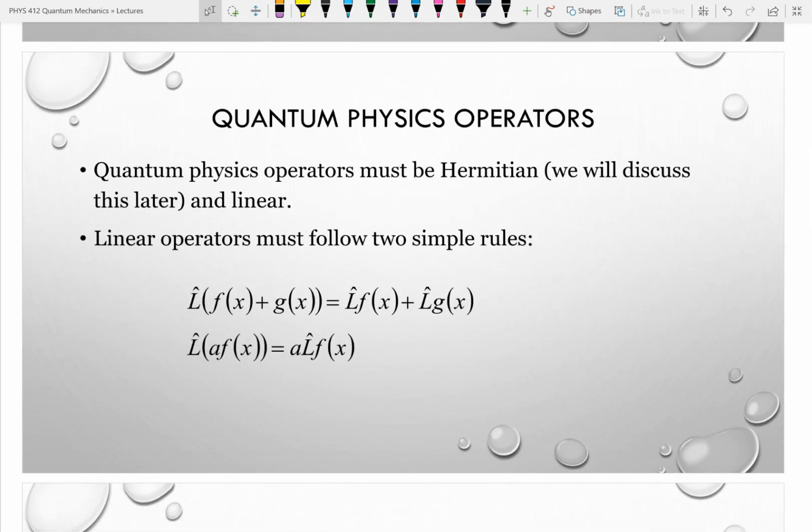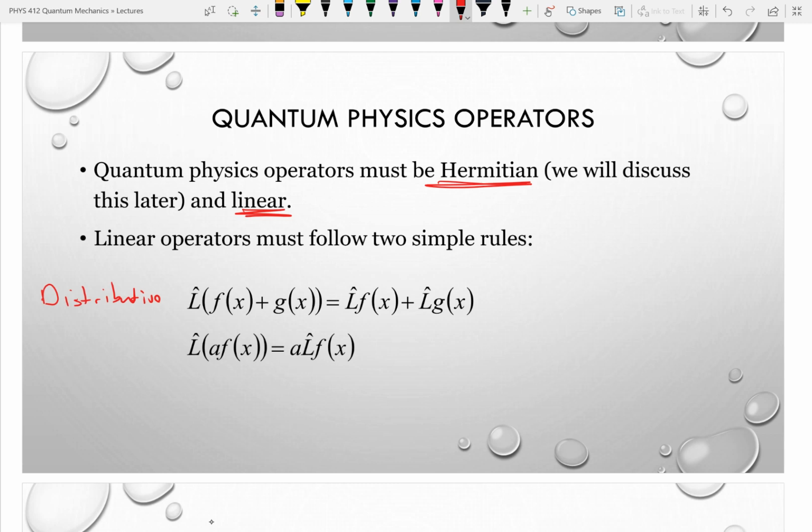Now we have a few rules for our operators. The operators must be linear and they must be Hermitian. The Hermitian is not a topic we're going to talk about today, so we're just going to look at rules for operators. And this first rule is called the distributive property. I couldn't remember the name for the second one, and so I didn't put down either of the titles because I felt silly having one with the title and not the other.